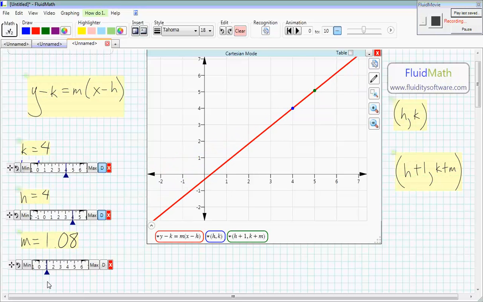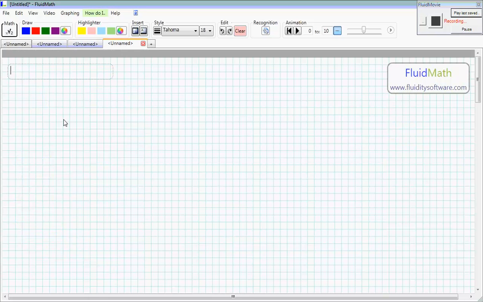Okay, so how can you use this? Well, let's look at a specific example. Let's say we want to find the equation of a line that passes through the point 2, comma 7, and has a slope of 3. Well, we know m is going to be equal to 3, and we know it passes through the point 2, comma 7. So let's set h equal to 2, and k equal to 7, and now write the point slope form.